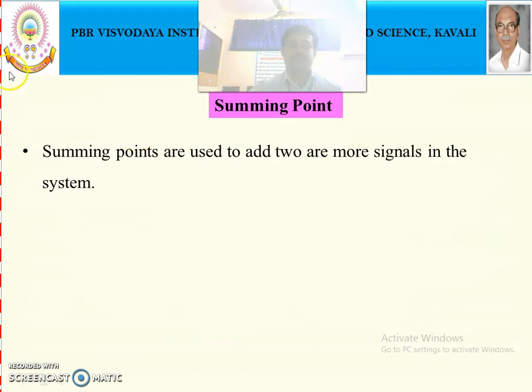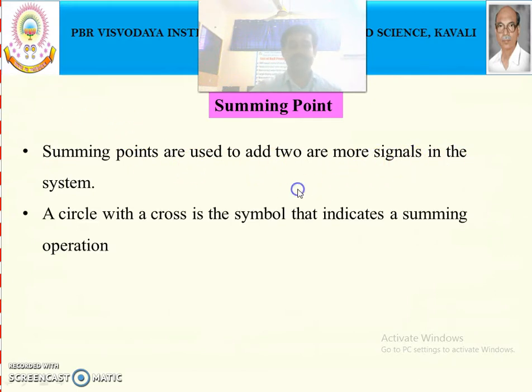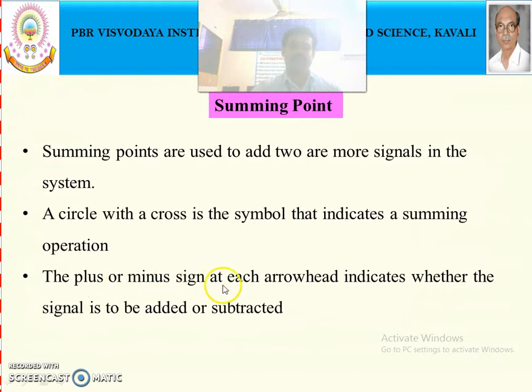Summing points are used to add two or more signals in the system. A circle with a cross is the symbol that indicates a summing operation. As we have already seen, it has a circle with a cross. The plus or minus sign at each arrowhead indicates whether the signal is to be added or subtracted. Depending upon the sign at the arrowhead, it indicates whether the signal is to be added or subtracted.